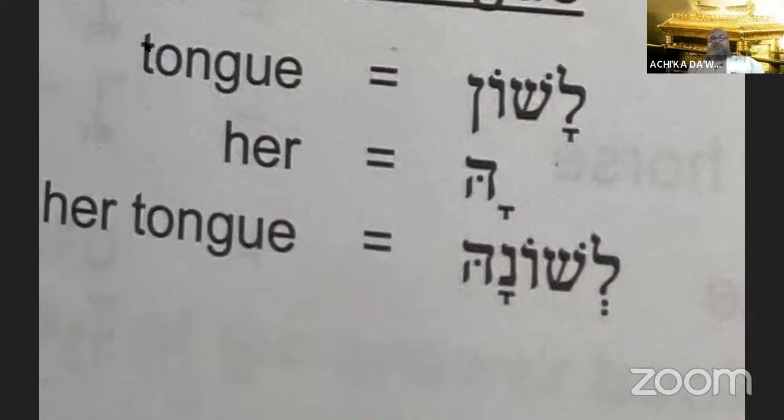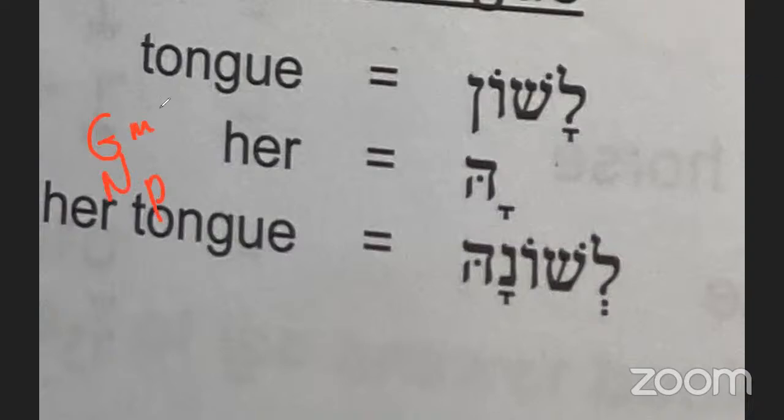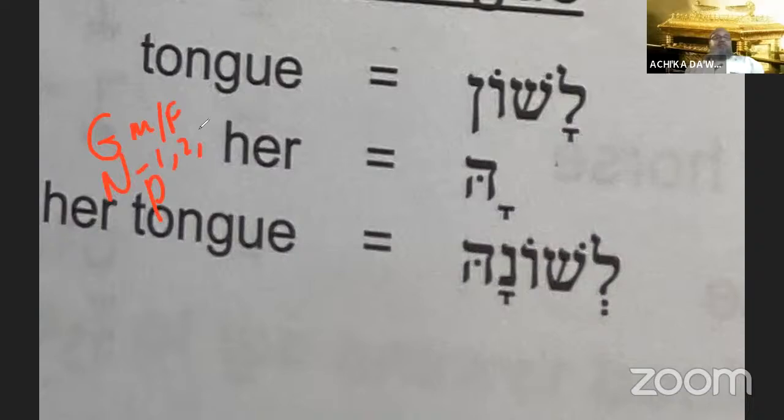So this is what grammar is about. Grammar is about what? Gender, number, and person. Male or female. First person, second person, third person. Singular or plural. That's what it's always going to be about, you guys. That's what all these endings and everything have to do with. They're just the pieces to the puzzle.